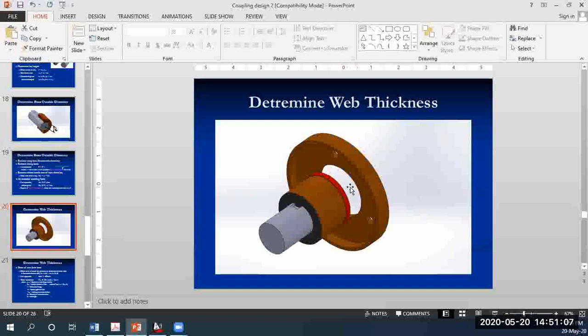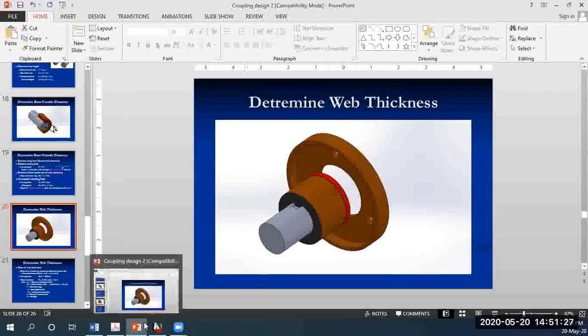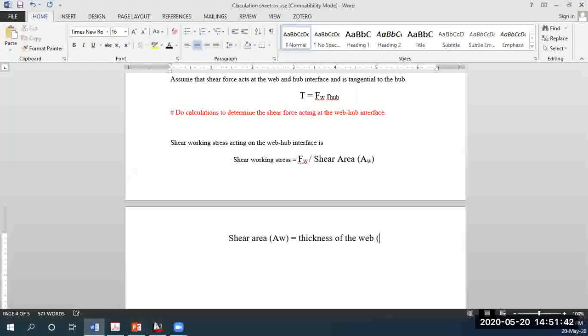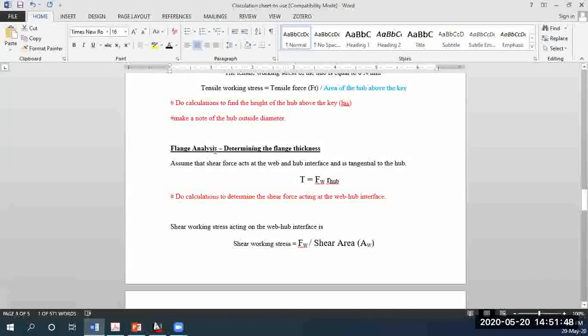So in other words, what Ibrahim is saying very correctly is, if you open this thin strip of red, which is enclosing the hub, it turns out to be a rectangle, right? So that area is the circumference multiplied by the web thickness. Right, so the shear area would be equal to the thickness of the web. That is what you're after, isn't it? Yeah. The thickness of the web is the whole point of doing this flange analysis.